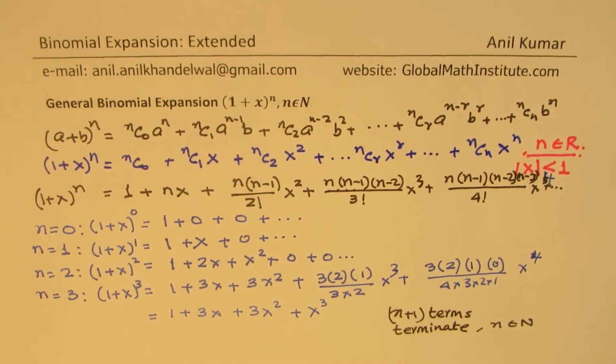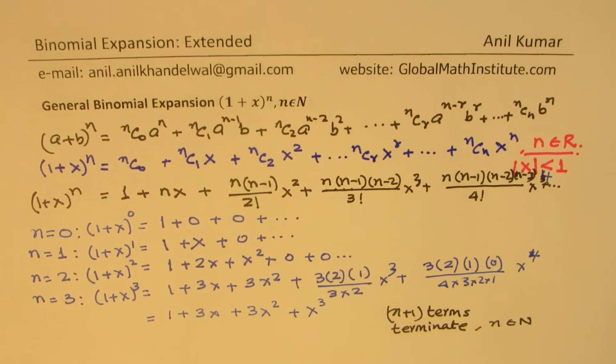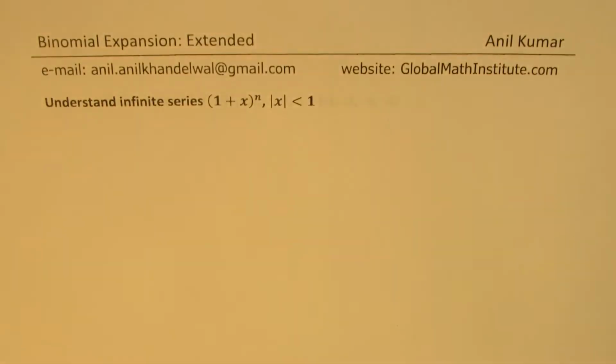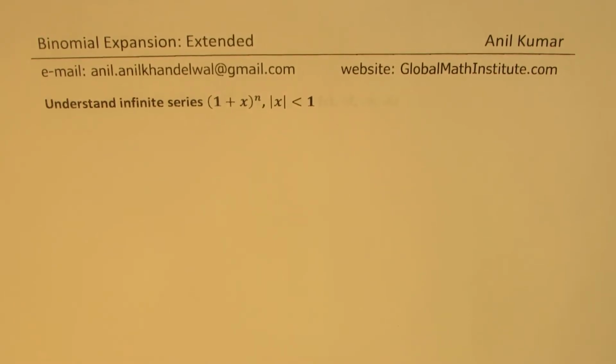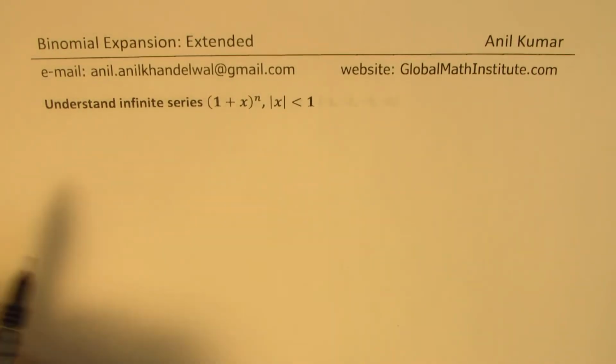So in case we have natural numbers, we have a terminated series where the number of terms is n plus 1, right? Now what happens when we have exponents which are not natural numbers? So we'll see that part now. But in that case, we'll also consider the cases where the absolute value of x is less than 1. We'll explain this to you also.